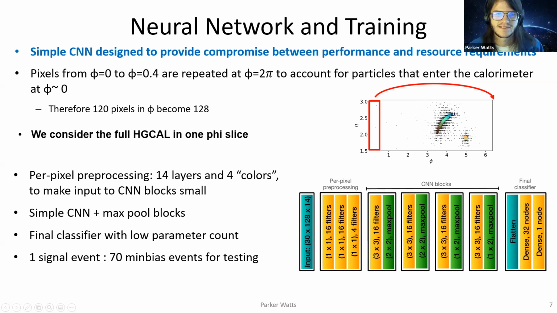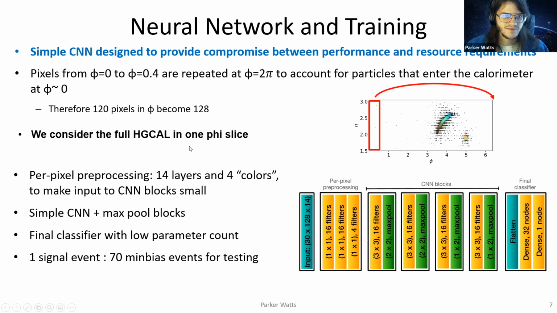Now I'll talk about the neural network itself. We make this grid, which is eta versus phi for the HGCal. And this part here, you can see wraps around. The reason we do that is so that we don't split up a line, because we want the neural network to see the full line to be able to recognize it. And if we cut it in half, it may not do a good job.